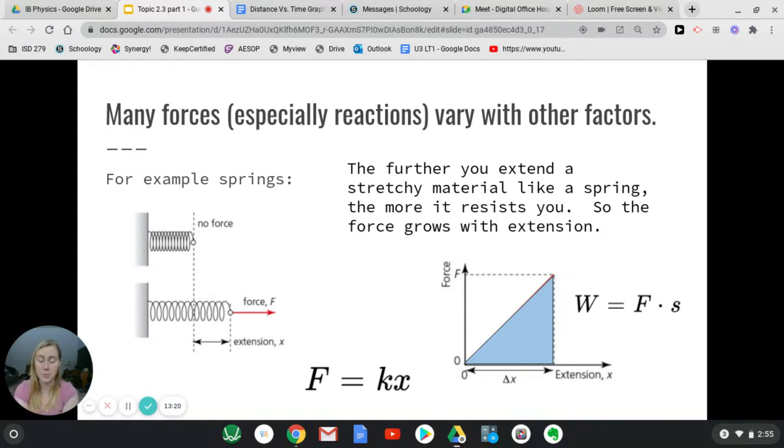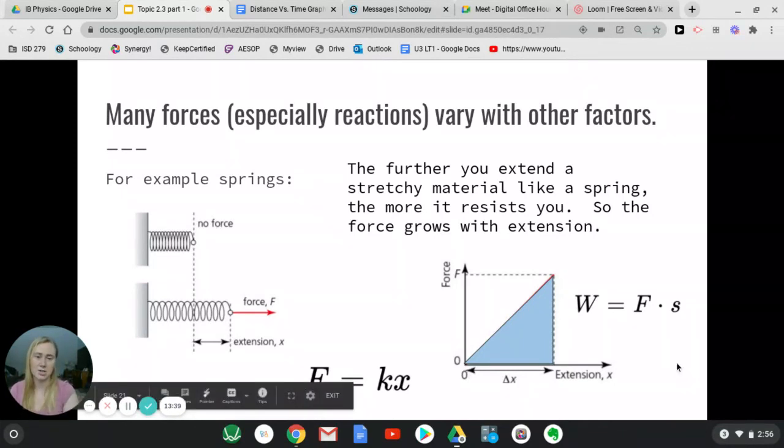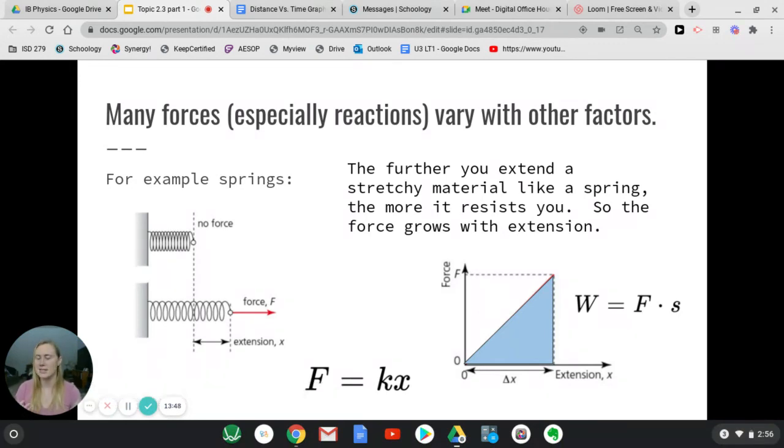So for example, springs are more resistive the further and further you pull them because the bonds between all the little atoms are getting stretched out. And so the further you extend a stretchy material like a spring, the more it's going to resist you. So that force grows as the extension goes to the side. And this is actually a specific force called a spring force. And depending on the material you're using, it might be a lot of force or not a lot of force.